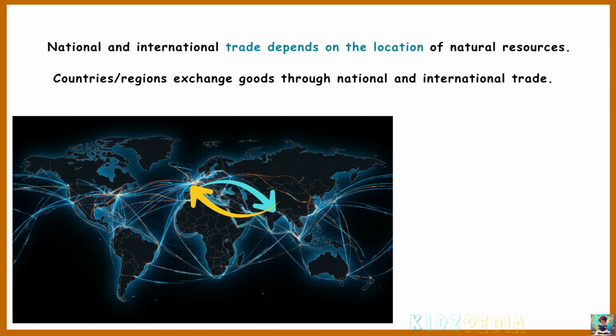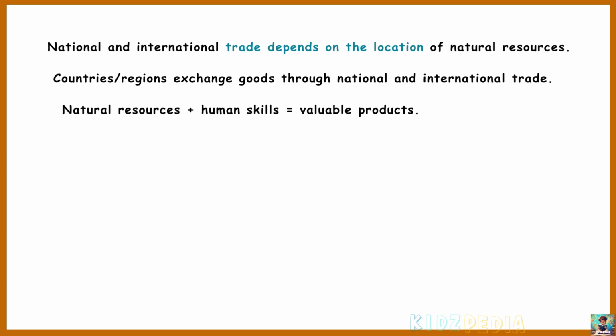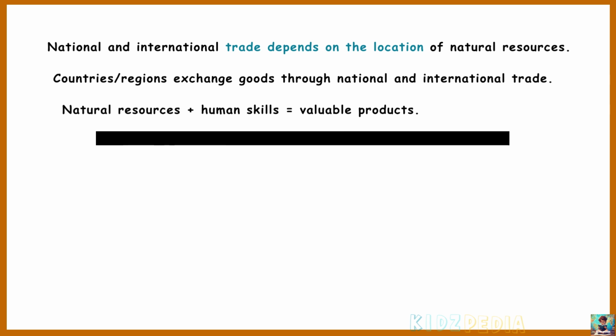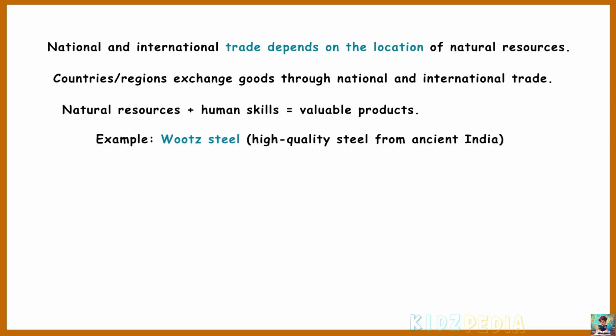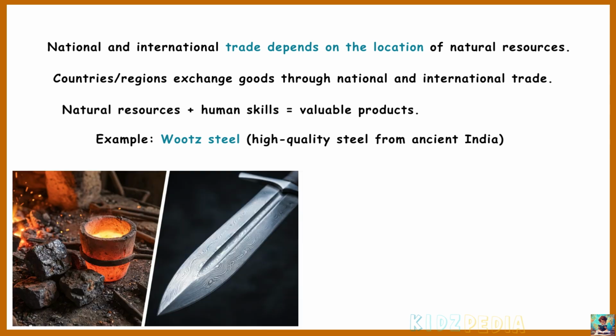Now, natural resources alone are not enough. When they are combined with human knowledge and skills, they can create unique and valuable products. A great example of this is wootz steel. It was a special type of high quality steel made in ancient India. It became famous all over the world. This shows how resources along with skills can give valuable products.